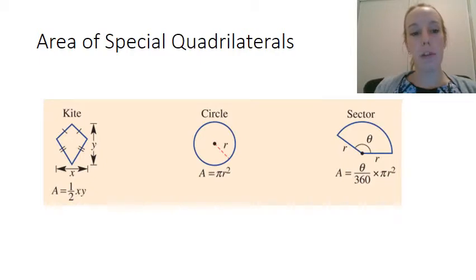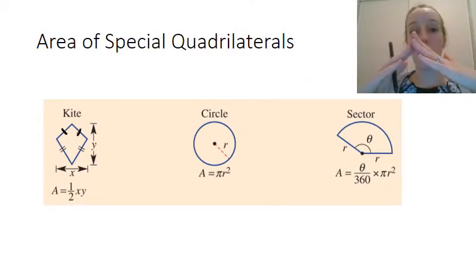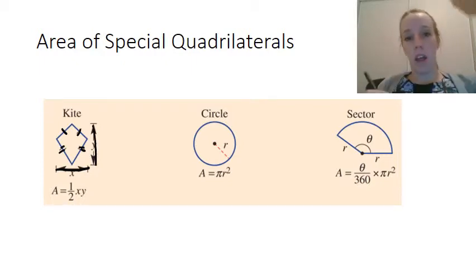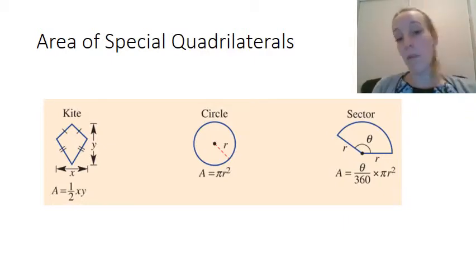Okay, so three more shapes here. We've also got a kite, which looks like a kite. So the kite will have two sides that are the same length, and they will meet together at a point, and another two sides that are the same length, and again they'll meet together at a point as well. You're also given an X and a Y value. So the X value here is the distance across the widest part, and a Y value which is the longest part, the height of it. And your area there is a half X times Y. So very similar there to what we had for the rhombus.